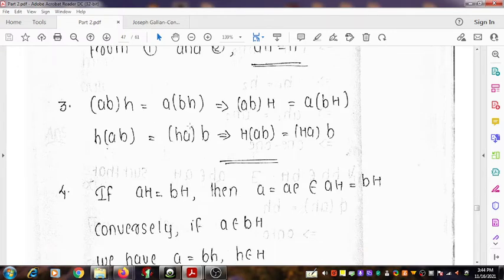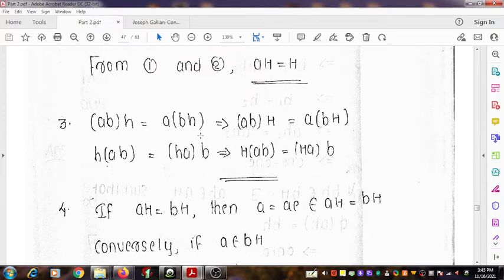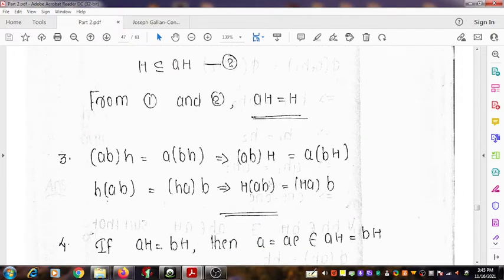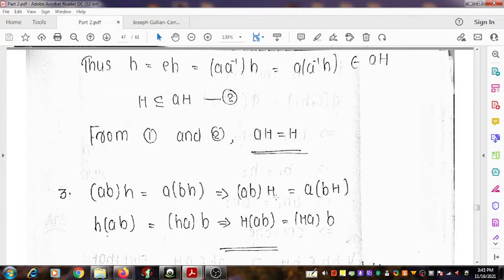Similarly, H into AB equal to HA into B, and that implies that H of AB equal to HA into B. So using these two, we can say that this is true. Therefore, H of AB equal to HA into B, and AB into H is equal to A into BH.